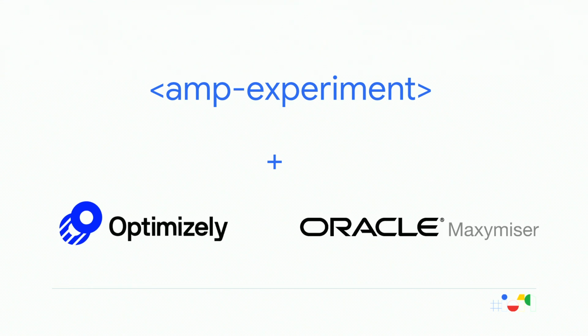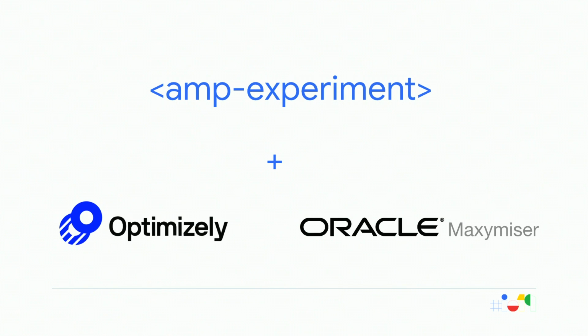However, more often than not, you have a dev team deploying the pages, and then a separate team entirely that is responsible for testing them and for experimentation. And these teams rely on third-party A/B testing tools to create experiments and analyze results. To make this easier in AMP, we're working with Optimizely and Oracle Maximizer to support AMP Experiment. Now, this has been one of the most requested features and integrations when it comes to AMP and analytics, so we're really excited about it.